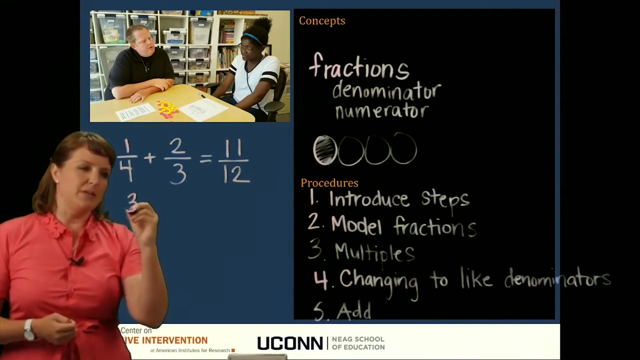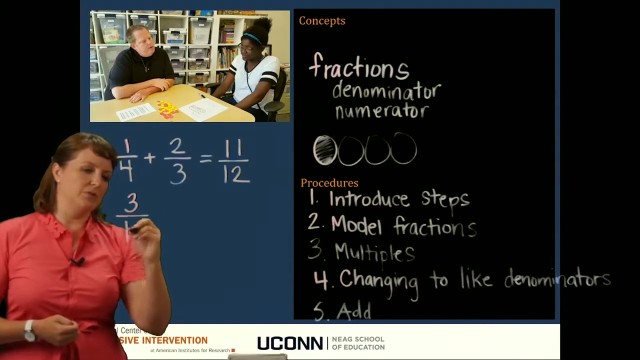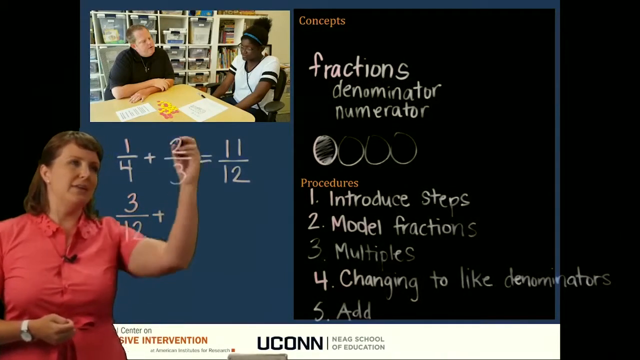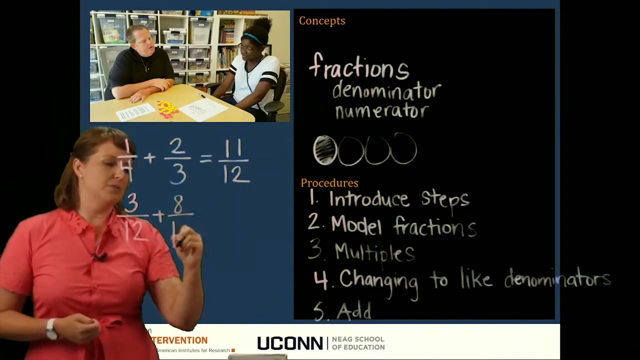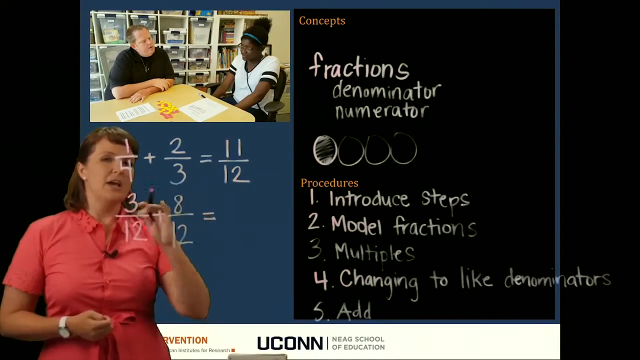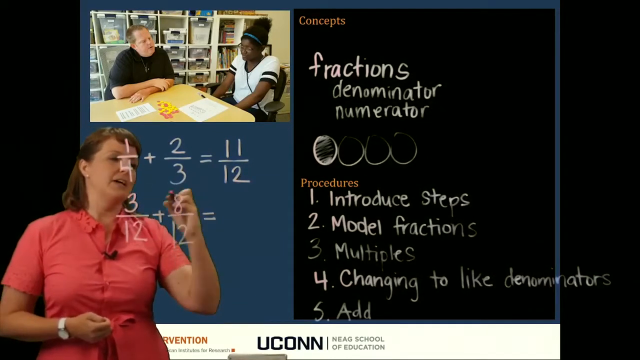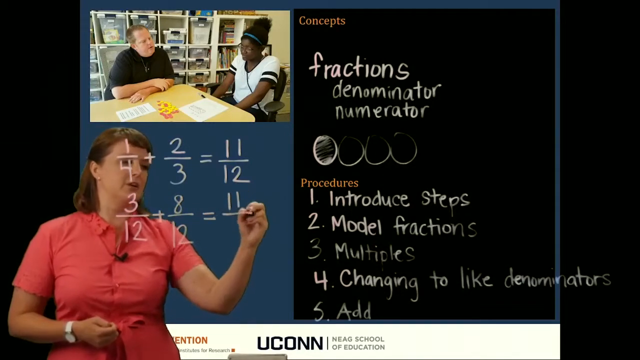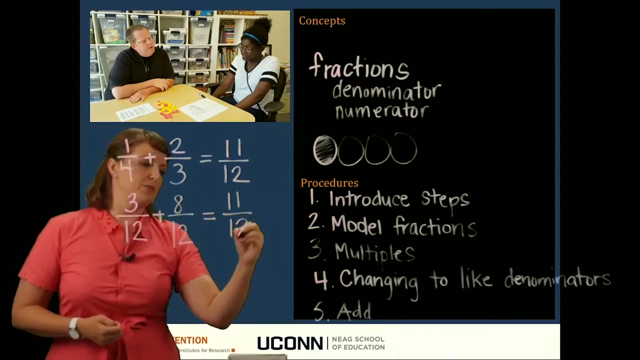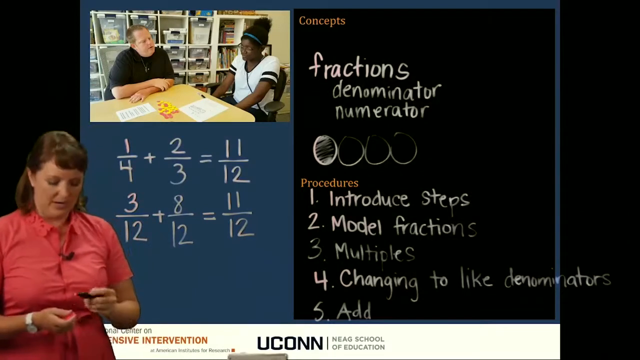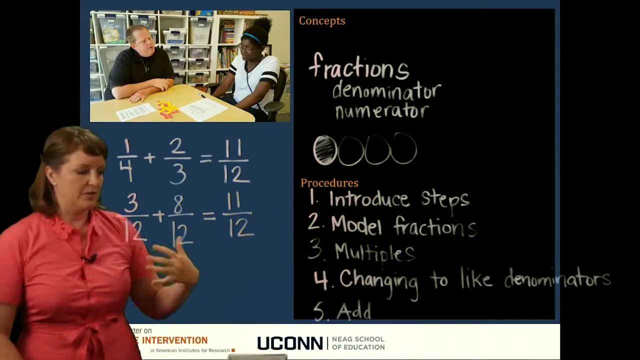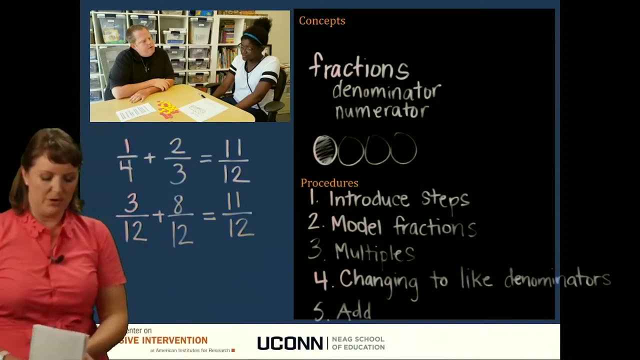So that would have meant that 1/4 is equivalent to 3/12, and we added that to 8/12, which is equivalent to 2/3. And then this can emphasize, oh, I need to add the parts of the fraction. There are 11 parts. I'm always working with fractions with a denominator of 12. That denominator is divided into 12 equal parts.